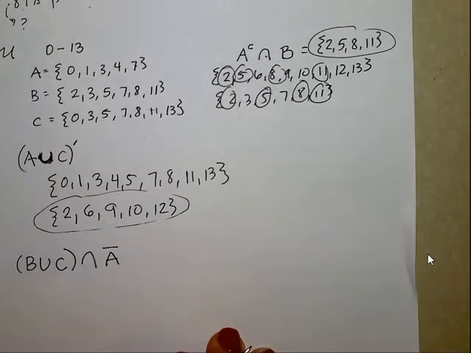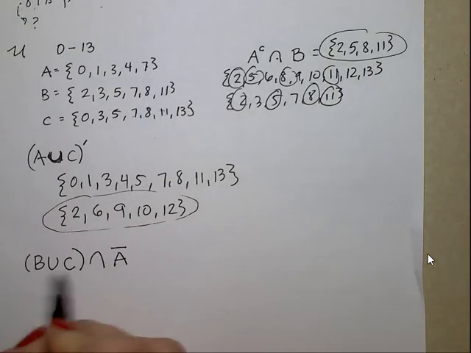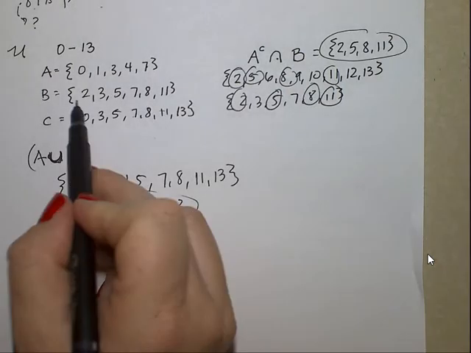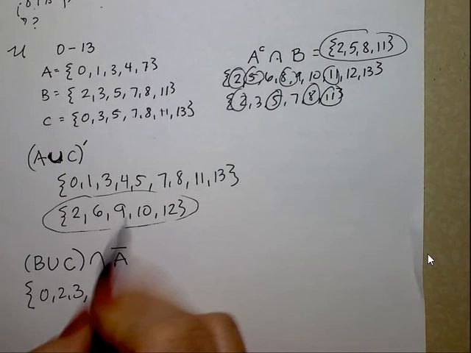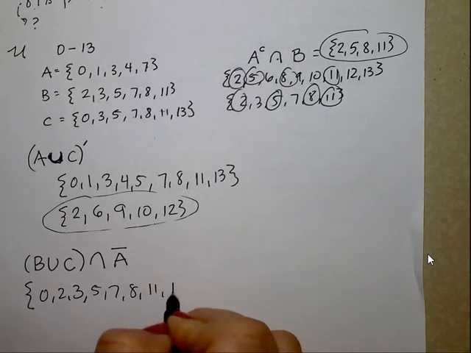Remember, there's 3 different ways to write complement: a line above, the accent symbol, or the small c. So let's push B and C together. B and C. So I have 0, 2, 3. Don't repeat the 3's or the 5's or 7's. 5, 7, 8, 11, and 13.